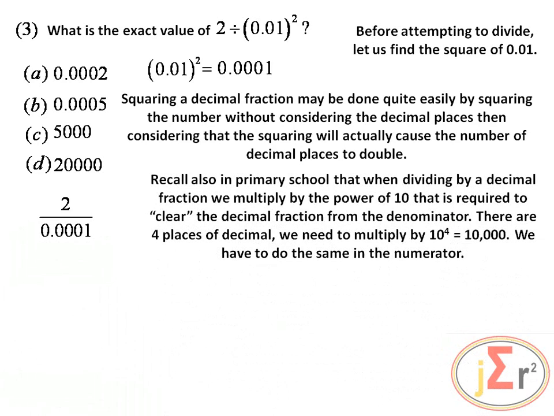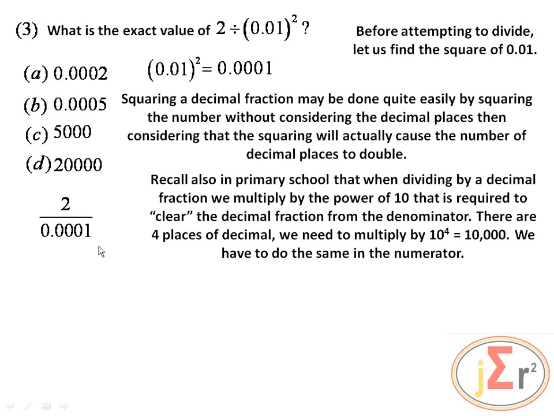Recall also in primary school that when dividing by a decimal fraction, we multiply by the power of 10 that is required to clear the decimal fraction from the denominator. There are 4 places of decimal. We need to multiply by 10 to the power of 4, which is equal to 10,000. We have to do the same in the numerator.